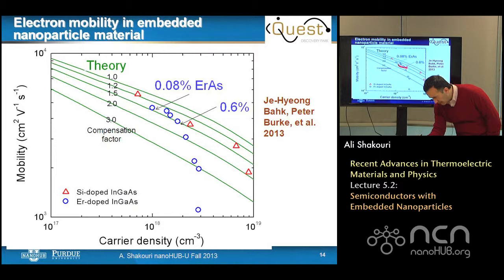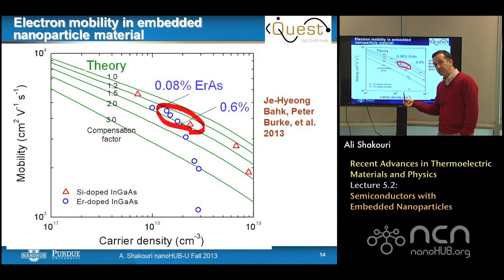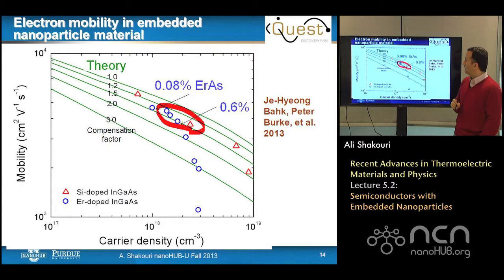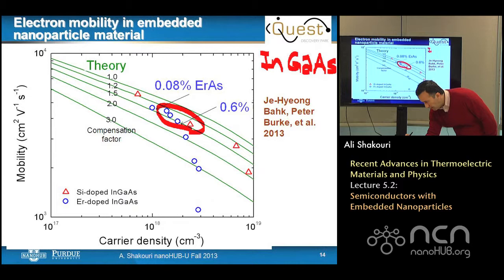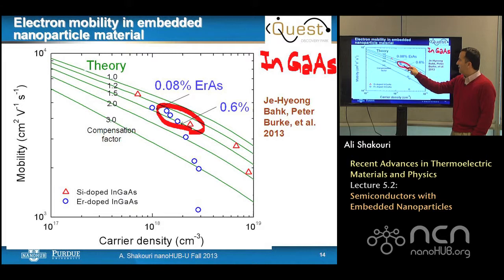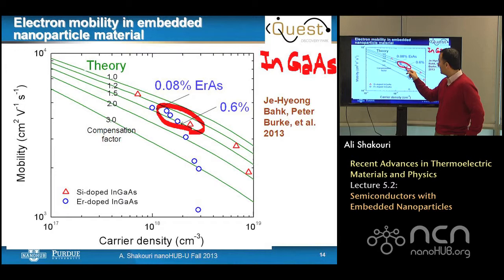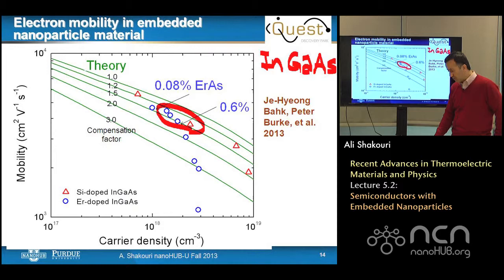What is important is up to the dopings of about 2 or 3 × 10^18 per centimeter cubed, the doping at which the maximum power factor of this low effective mass material happens, these are all for indium gallium arsenide, basically you don't see a difference between erbium arsenide and the silicon doped. That's quite important. That means you're able to reduce thermal conductivity here by up to a factor of almost 2, or 60-70%, without affecting electron mobility.